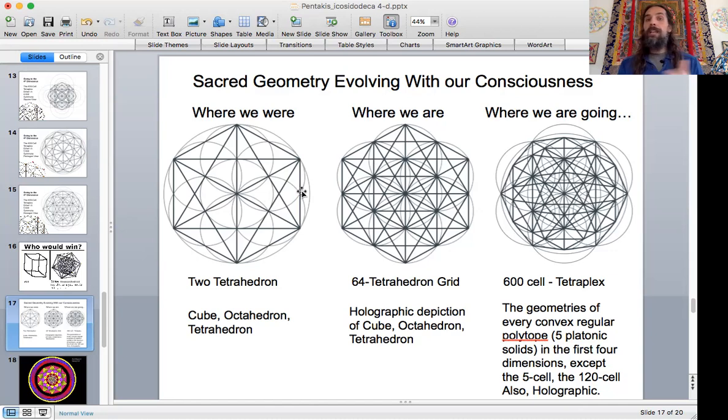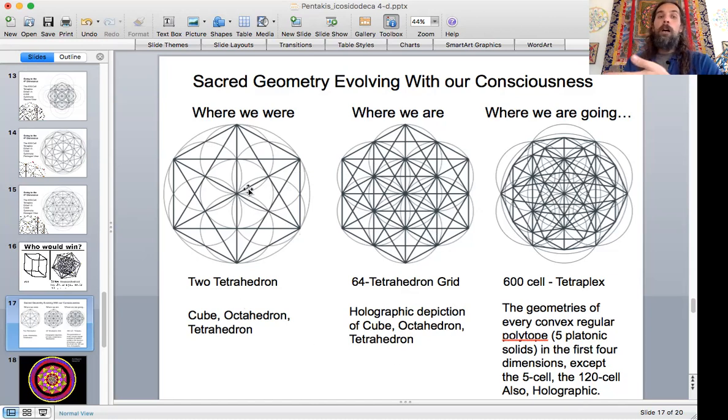In fact, they're all the same thing, because every single little piece of this starts with one single tetrahedron that's in this. So anyway, this geometry here that I'm describing, if we just continue to draw this, it's a holographic depiction of the cube, octahedron, and tetrahedron.